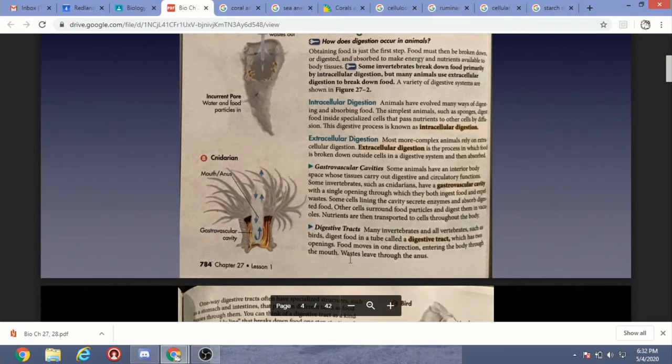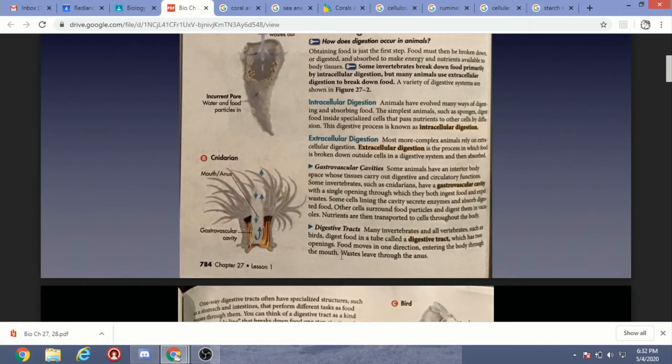And you don't have to be a vertebrate for that. You could even be an invertebrate. But many invertebrates and all vertebrates, definitely all vertebrates, such as birds, digest food in a tube called the digestive tract, which, check this out, here it is, has 2 openings. That's the key to a digestive tract, is that you're going to have 2 openings, one for the mouth for food going in, and one called the anus where the food goes out, or the waste goes out.